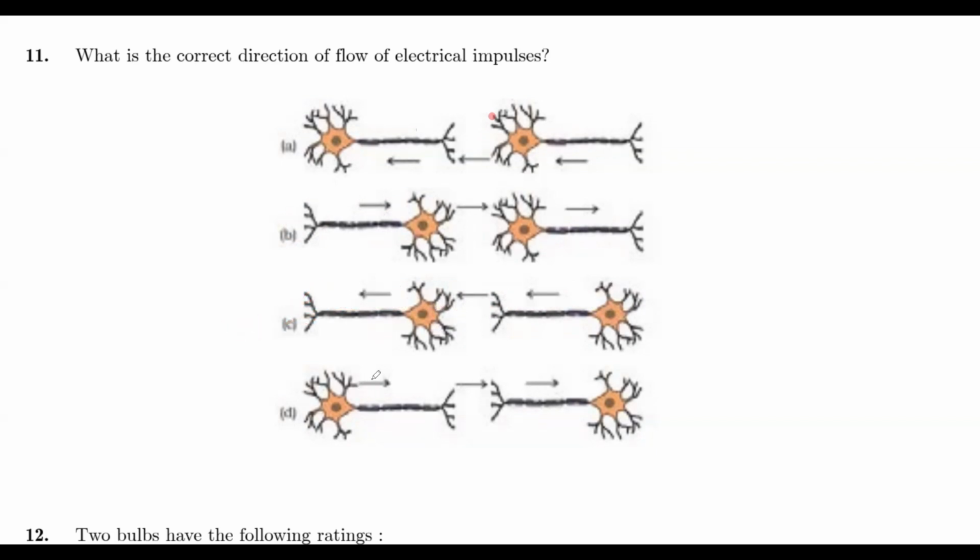Now let's look at the other part also. Well, this part is correct here, but this is incorrect. Reason being, we can figure out that one dendrite end is connected with another nerve ending. So this is incorrect. So the correct option will be option C in this case. Let's move to the next one.